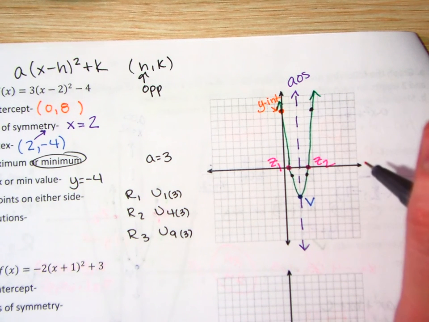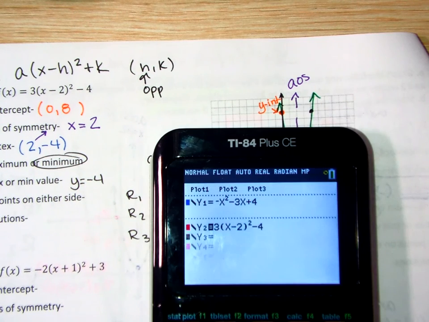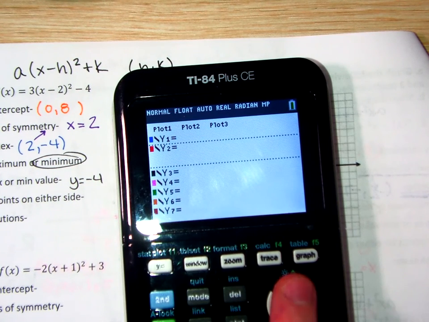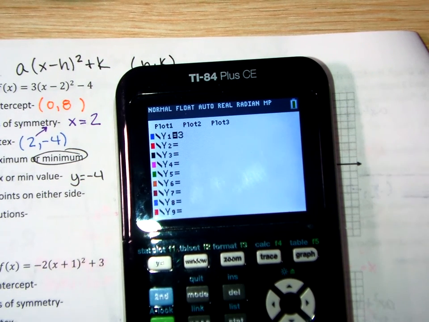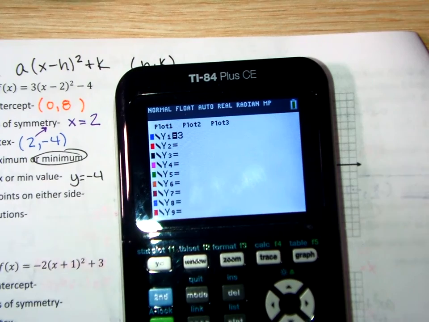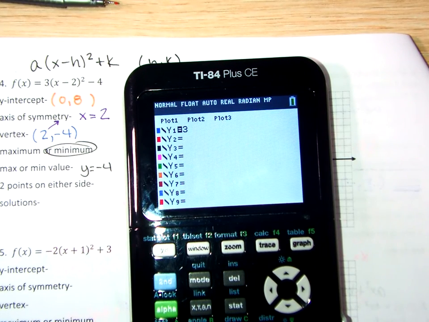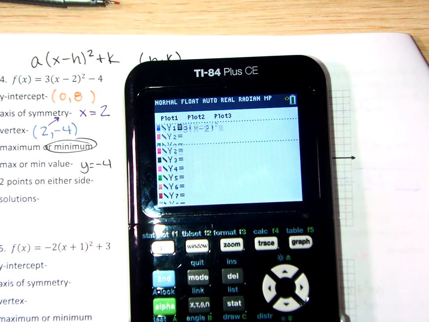Then I'll talk about points on your calculator. When you do this on your calculator, make sure you plug it in exactly as you see it. So as you can see here, I'll delete everything out. I'm going to type it in exactly as I see it here. These are a little bit longer than normal calculators, so I'm going to zoom out a little bit. So 3(x minus 2) squared minus 4.